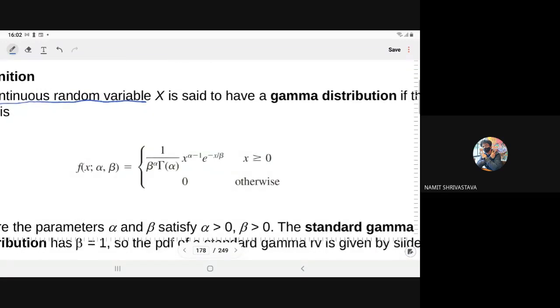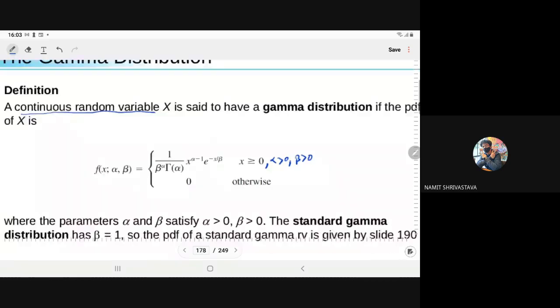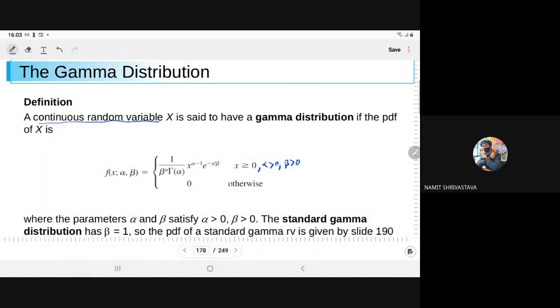f(x; alpha, beta) is equal to 1 upon beta to power alpha gamma of alpha, x to power alpha minus 1, e to power minus x upon beta, for x greater than or equal to 0. Here alpha and beta both must be positive, so the parameters alpha and beta satisfy alpha greater than 0, beta greater than 0.